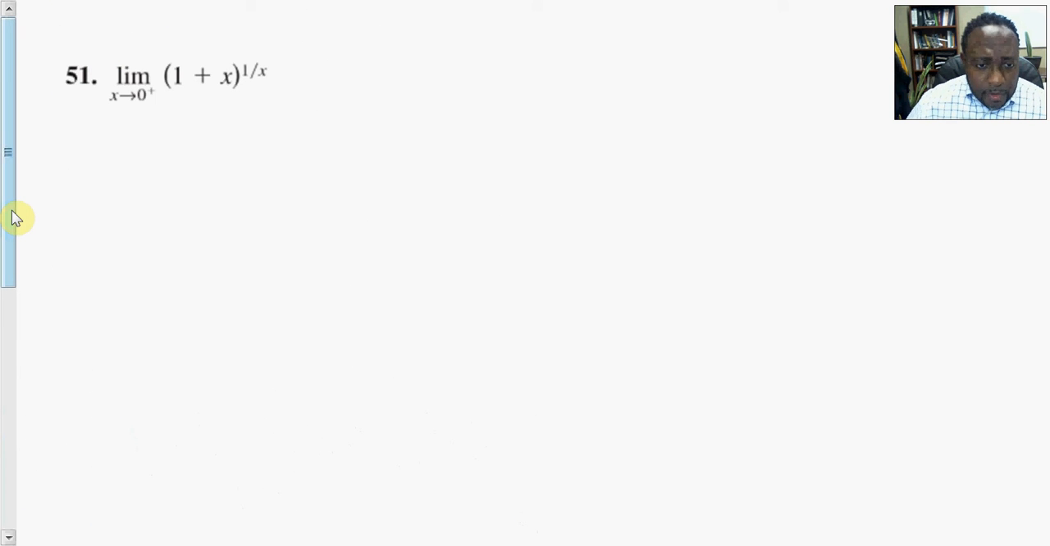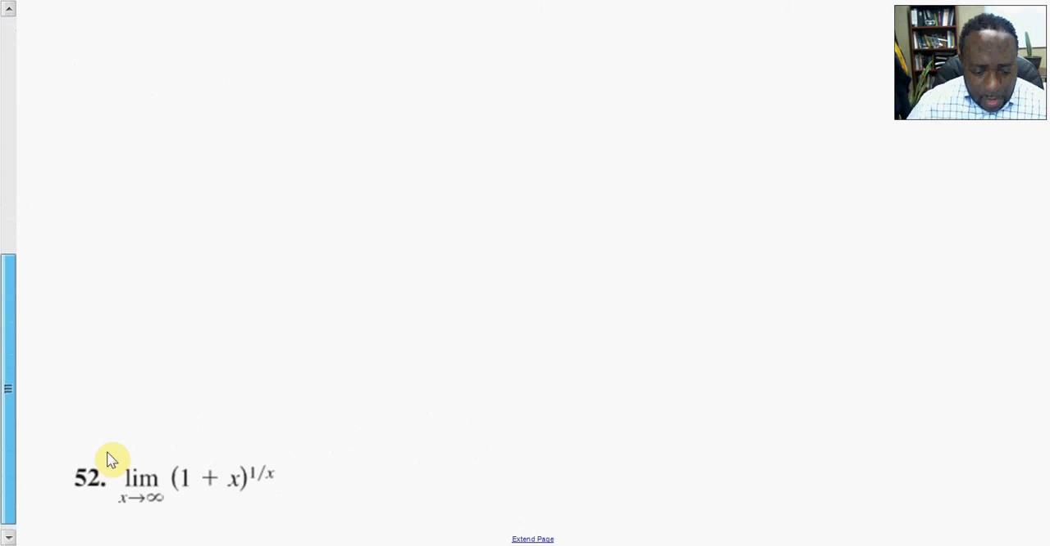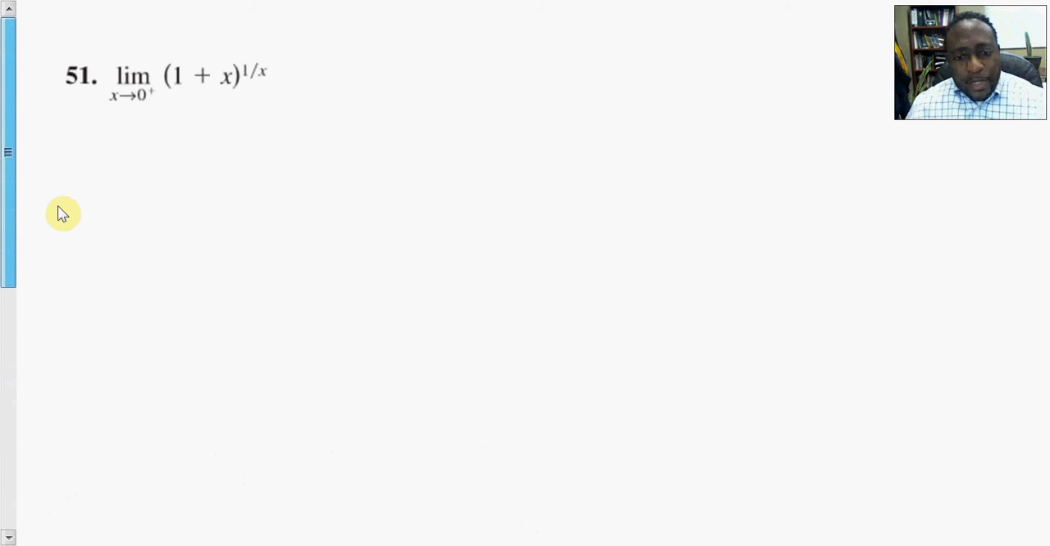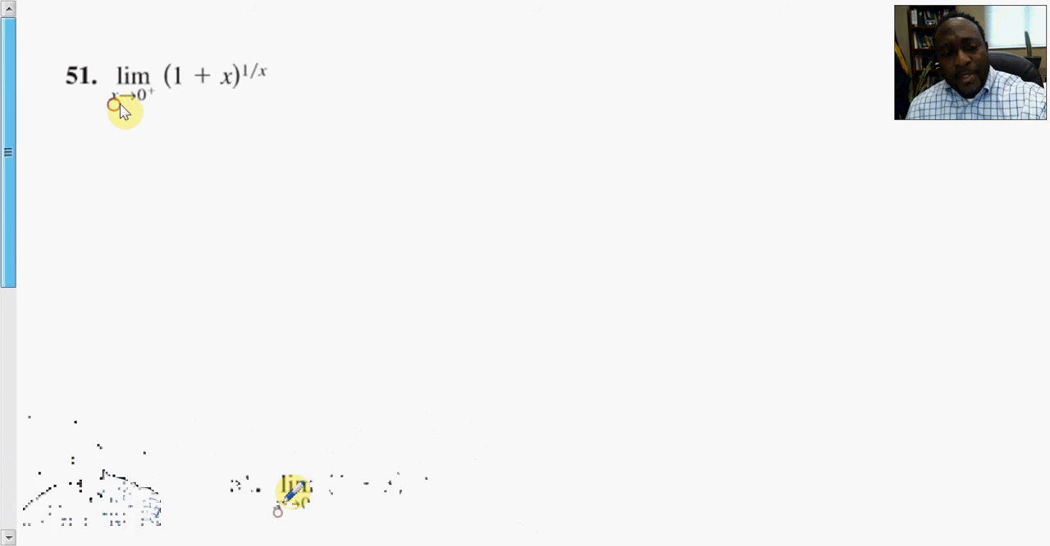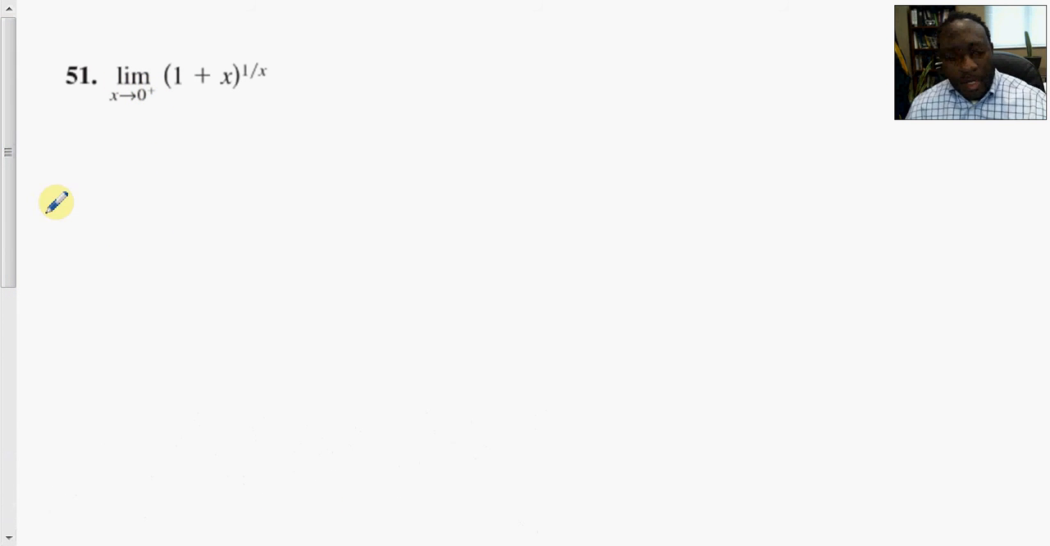Let's consider this problem. And this is number 51. Oh, and number 52. Look at the similarities. Now they're the same except how x tends. For 51, x goes to 0 from the right, and then number 52, x goes to infinity. Well, this will be interesting to see how that works out.